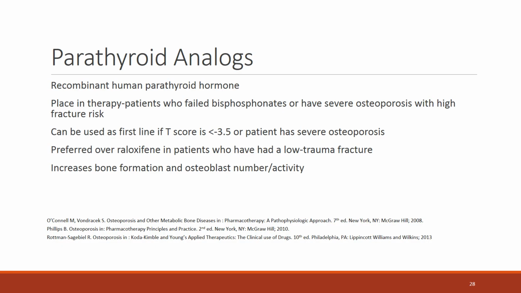The parathyroid analogs are a newer class of medications used to help treat osteoporosis. They're known as recombinant human parathyroid hormone analogs, and their place in therapy is for patients who have a very high or severe fracture risk. They have severe osteoporosis, have failed bisphosphonates, or can't tolerate bisphosphonates or any of the other agents.